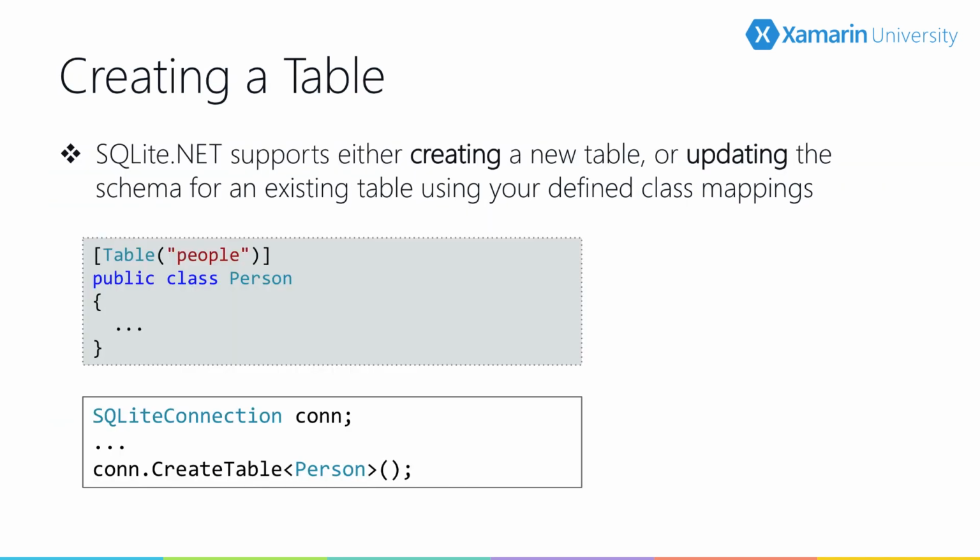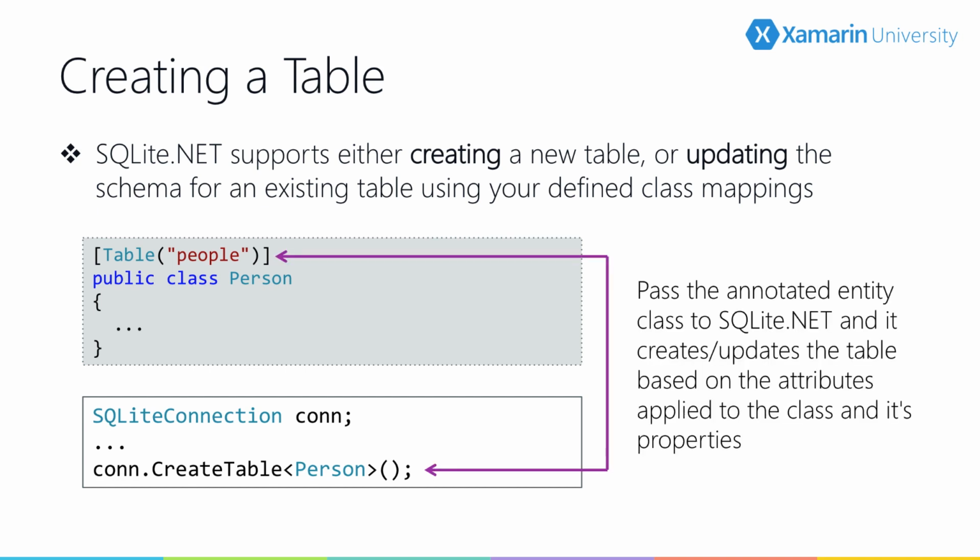With our model objects being decorated, we can use the SQLite connection's create table method, and we pass in the type of the class that we would like to create. This will instruct SQLite.net to create a table inside the database. Now what happens if the table is already there? Well, there's some bonus. It will try to upgrade the table. That means if you add a new attribute to your model object, it will add the additional column. Please be careful. It will not try to remove any columns. So the support here is limited.